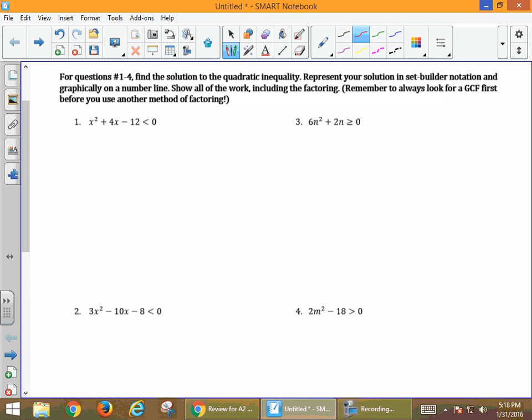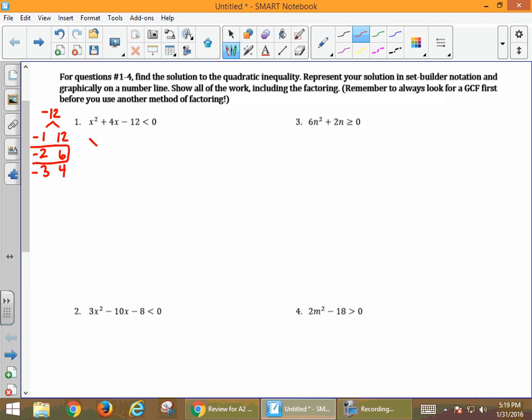So take a look at number 1. It is set with 0 on the right side, which is exactly what we want. So the left side, we look for a GCF, and there is not one, so let's just jump right into the factoring. A times C is the key. 1 times negative 12 is negative 12. That's 1 and 12, 2 and 6, 3 and 4. The middle term is positive, so that means the big number is positive, so the small number must be negative. The pair that adds up to 4 is negative 2 and 6.